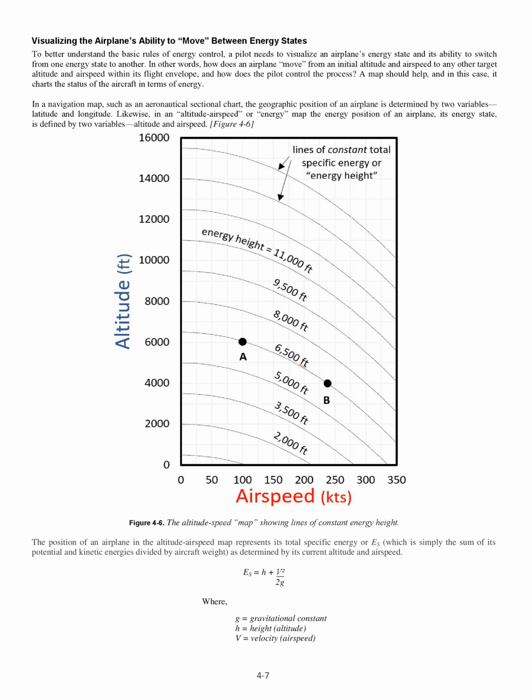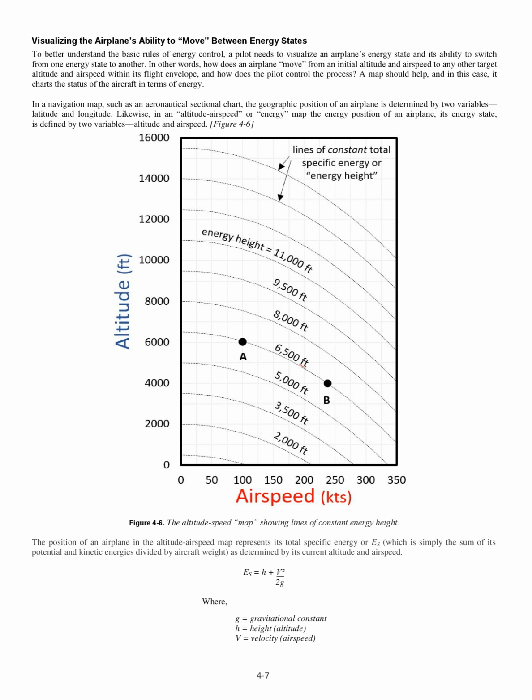Visualizing the airplane's ability to move between energy states. To better understand the basic rules of energy control, a pilot needs to visualize an airplane's energy state and its ability to switch from one energy state to another. In other words, how does an airplane move from an initial altitude and airspeed to any other target altitude and airspeed within its flight envelope, and how does the pilot control the process? A map should help, and in this case, it charts the status of the aircraft in terms of energy.